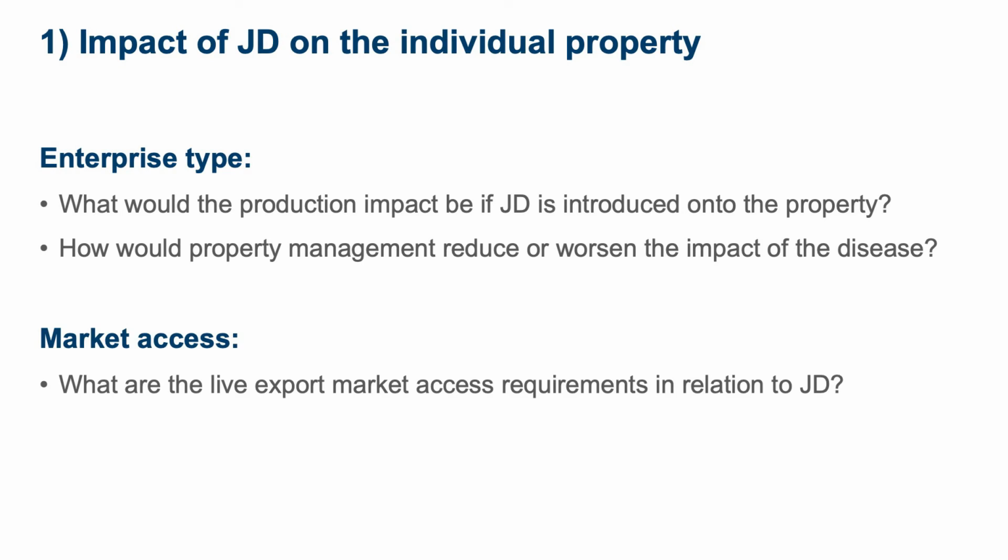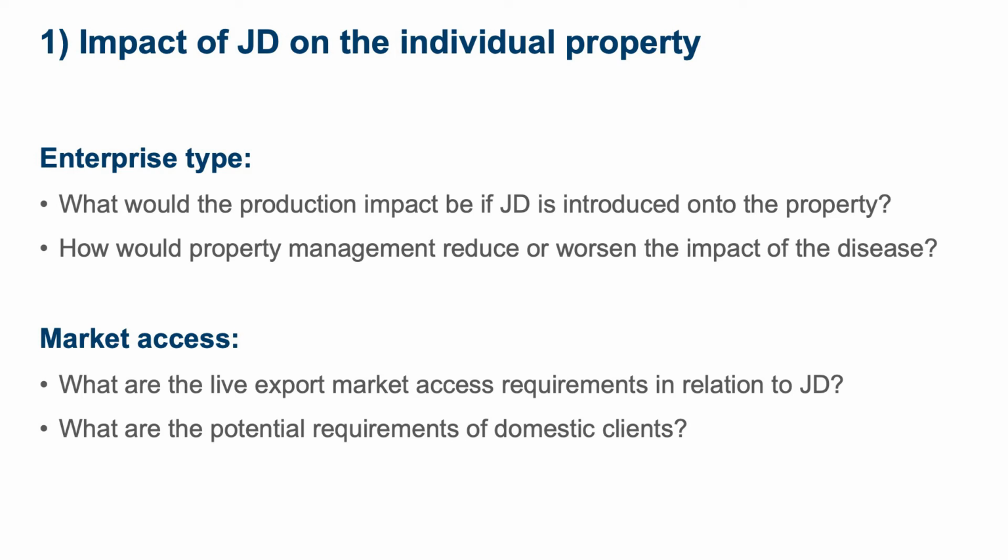Another consideration is how would JD impact market access? For producers who send animals for live export, what are the export market access requirements for JD? Remembering the detection of JD in any species on a property can affect eligibility for certain markets. And finally, what are the potential requirements of domestic clients? These may vary dramatically for studs compared to, say, properties that supply livestock direct to abattoir.